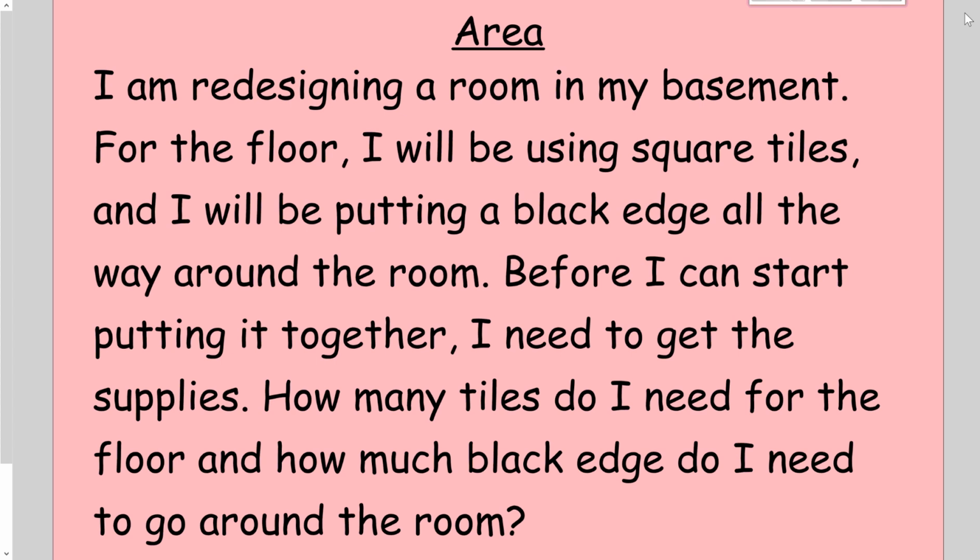Now the other day, I was doing the same problem, but that time I found the black edge. But I found the black edge by doing perimeter. Today I'm going to focus on the number of tiles. That's going to require area. Well, let me start by showing you the room.